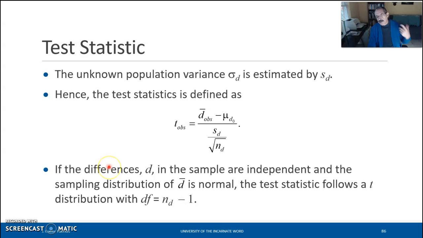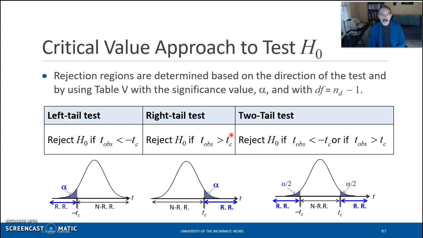Now, if the differences in the samples are independent and the sampling distribution of d bar is normal, either because these come from a normal distribution or the sample size is bigger than 30, then this test statistic follows a t distribution with degrees of freedom equal to the number of differences minus 1. So again, this is the same definition of the t statistic or the test statistic as in Module 8.